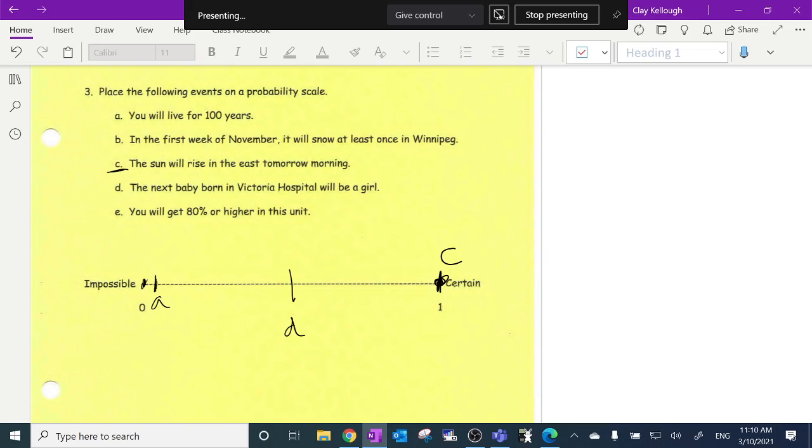You will get 80% or higher on this unit? Well, that depends on you. What do you think? What are your chances? Are you on the left of the scale or the right of the scale? You take your pick on that one. Okay, I think that's all I really need to tell you about. You can work now.